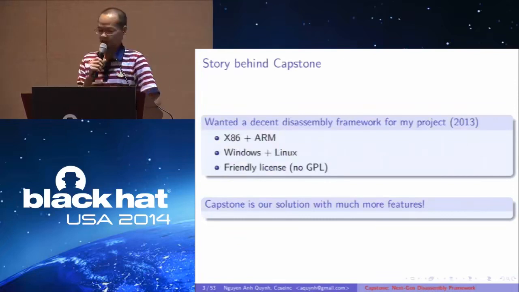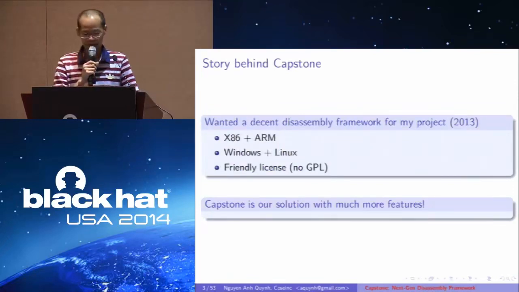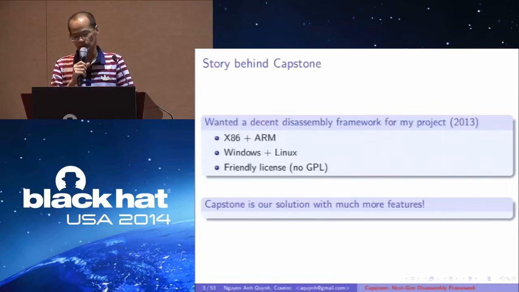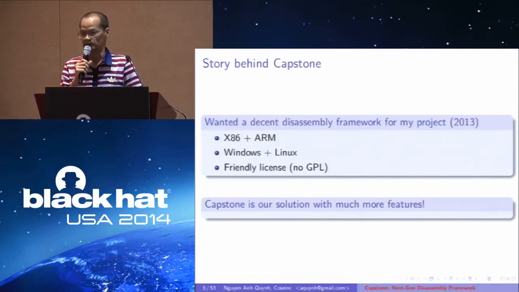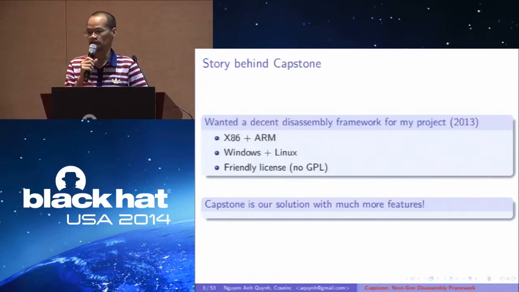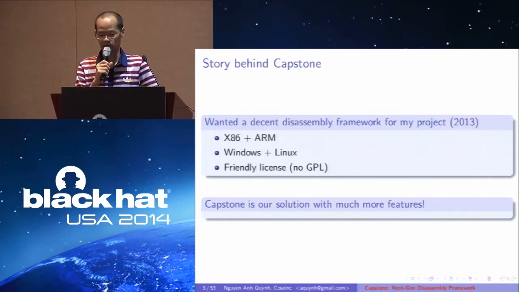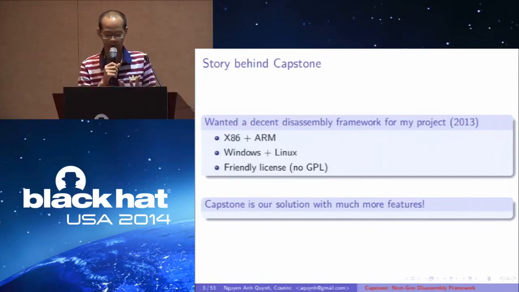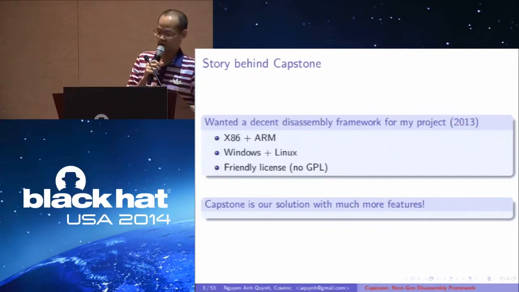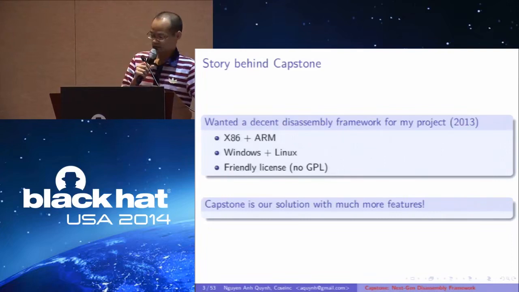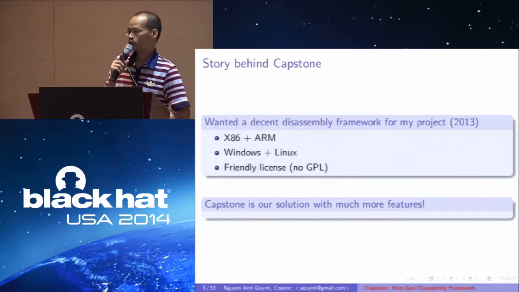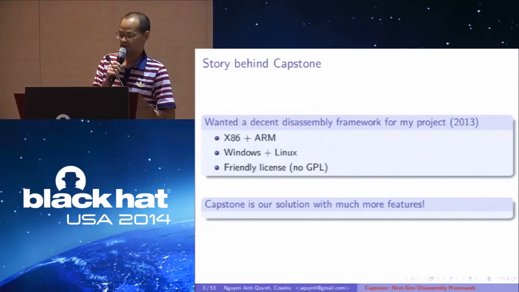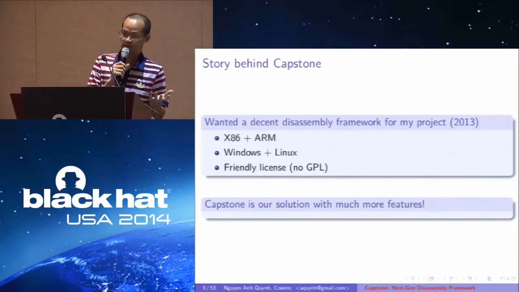Okay, a quick slide on the story behind Capstone. So last year I did some binary analysis projects, and one of them I presented at Black Hat last year. A tool for you to compile the ROP gadgets to build the shellcode. And at the time, OptiROP only worked for x86. So after that, I decided that, okay, I want to make it work for other platforms.